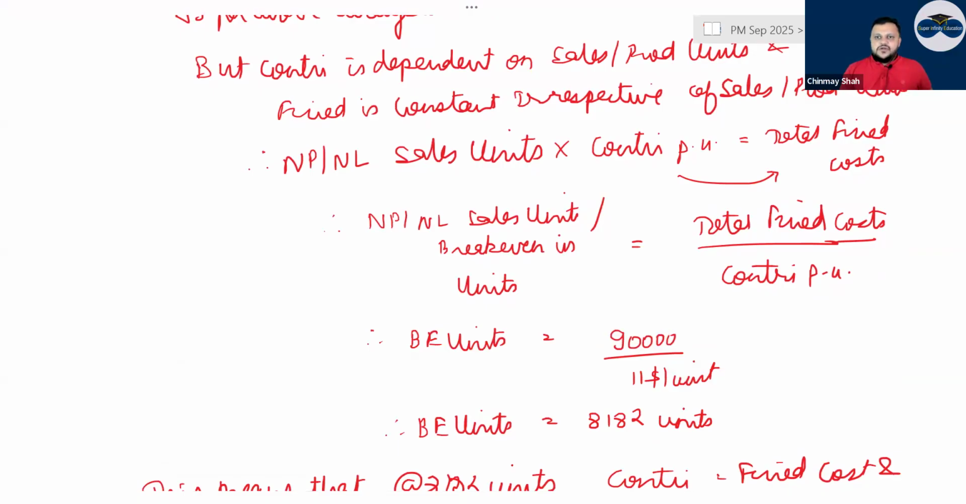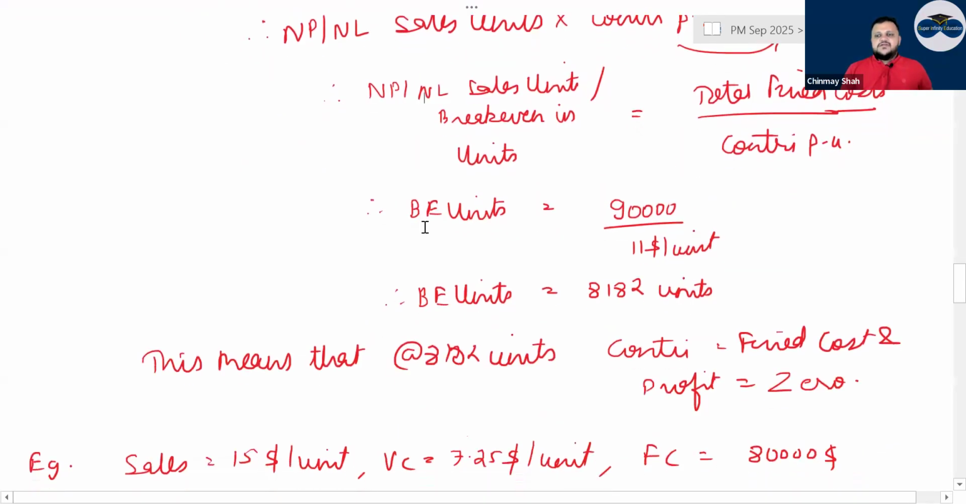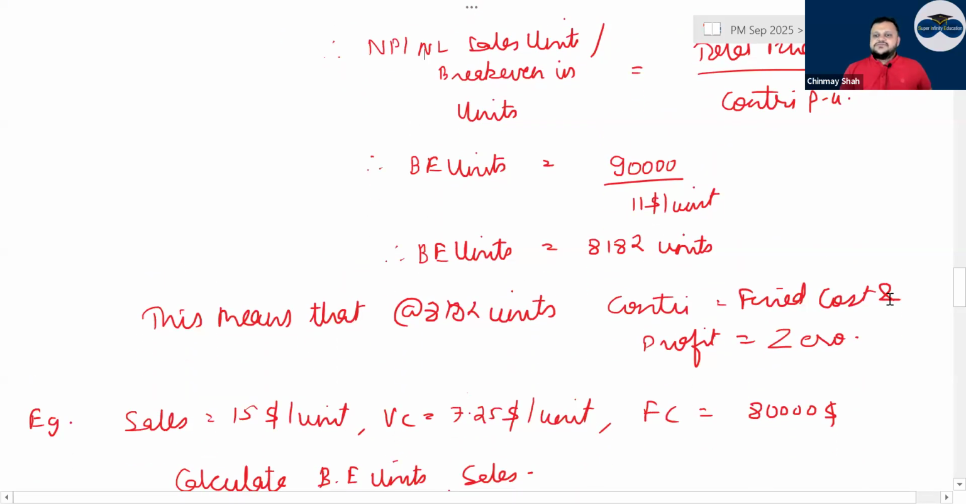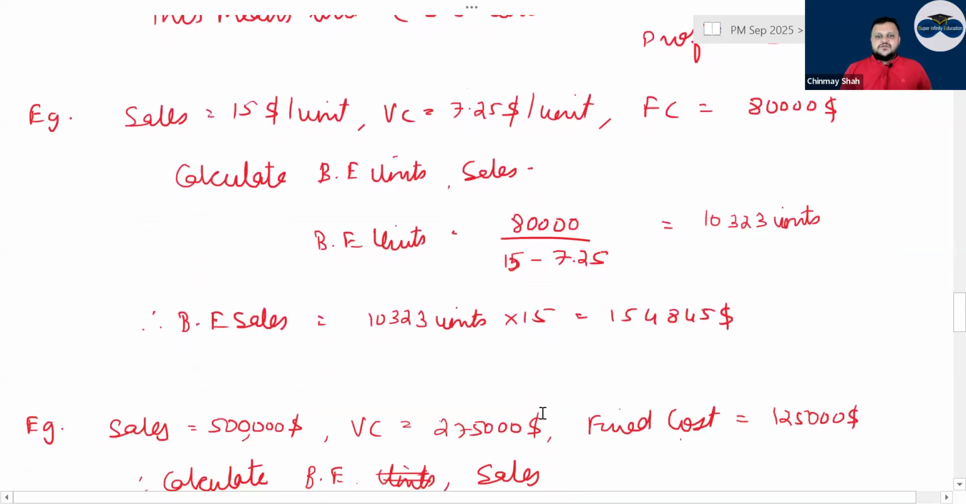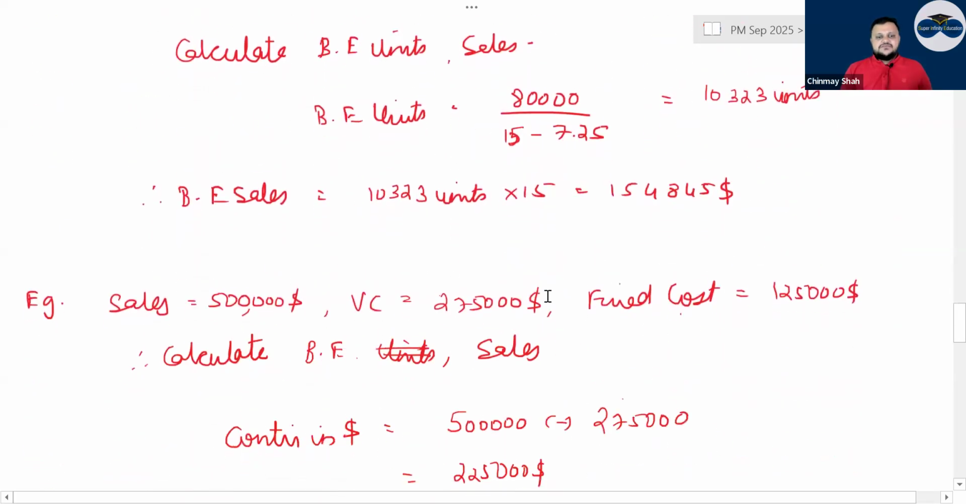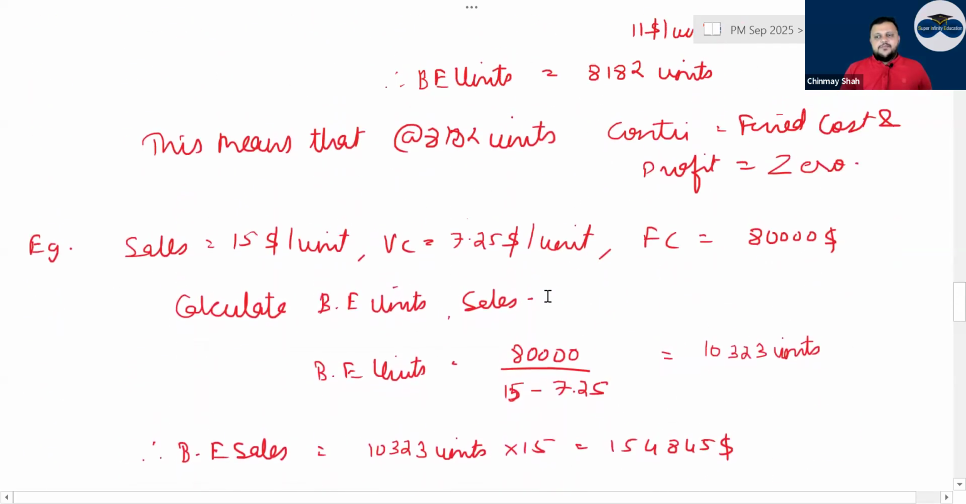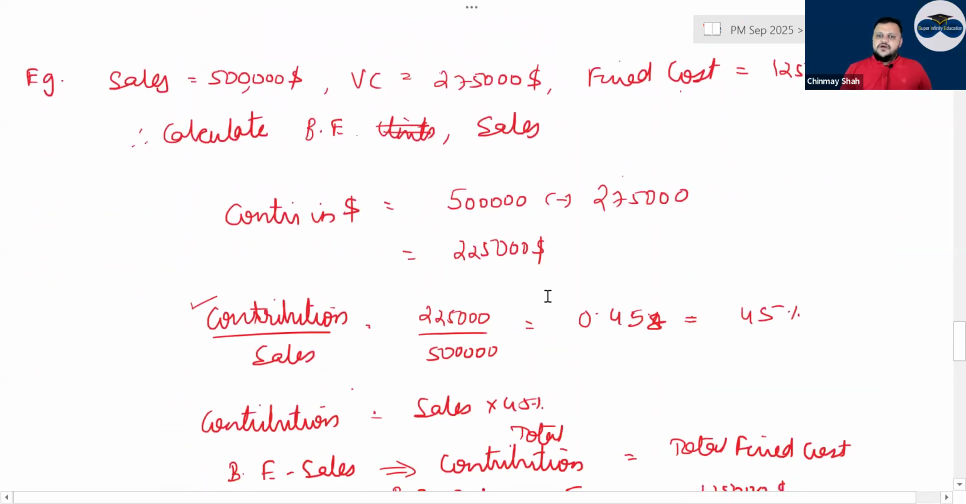Okay? Then break even units is equal to 8182 units, right? This means that at 8182 units, contribution is equal to fixed cost and profit is equal to 0. Then we had sales equal to $15. We derived one more formula. We were going to do break even sales. Did we derive the break even sales formula? First we derived contribution by sales, right?